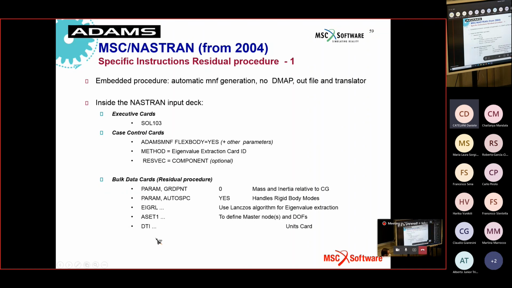Okay? Last information to provide for Adams is the card for units. In this card, we define which are the units of the flexible body: millimeter, Newton, kilogram, etc. So when Adams reads the file, it knows the units of the content of the file.